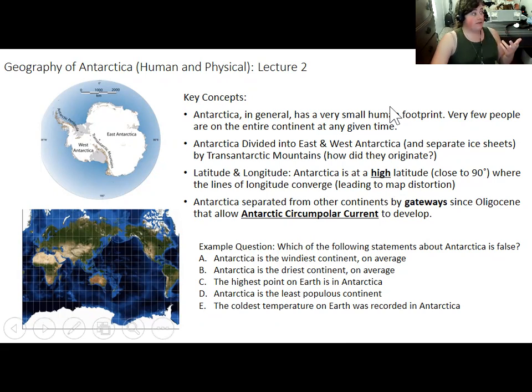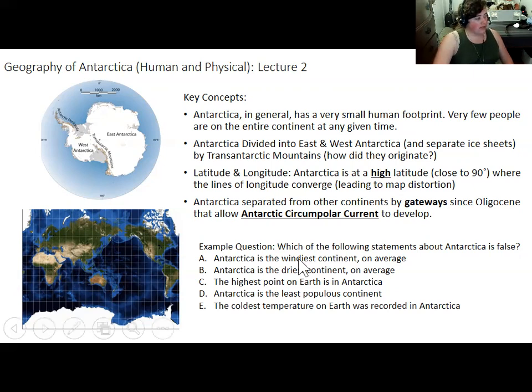And indeed, it is C, because the highest point on Earth is not in Antarctica. Antarctica is the highest continent on average because of the glaciers, but you have higher individual points elsewhere, such as Mount Everest in Asia.